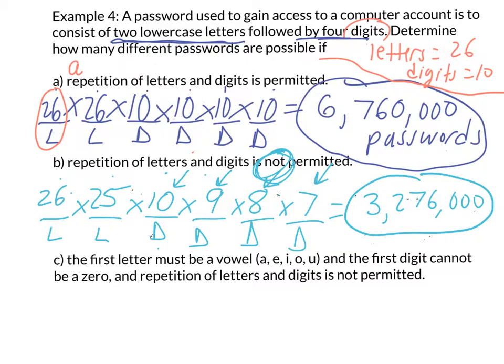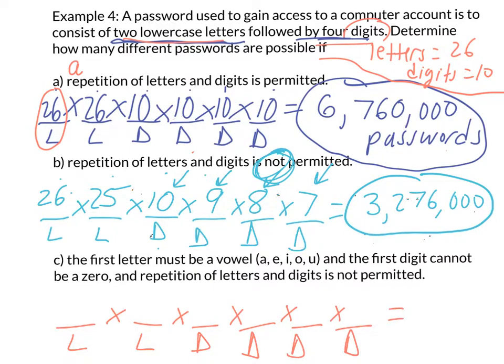And then finally, C is the hardest one. If it helps, you might want to think of an example and write it on your scratch paper just to kind of visualize this a little bit better. But C is still going to be 2 letters followed by 4 digits. So I'm going to draw my underlines. But it says the first letter must be a vowel, meaning A, E, I, O, U. So let me label. First letter has to be a vowel.